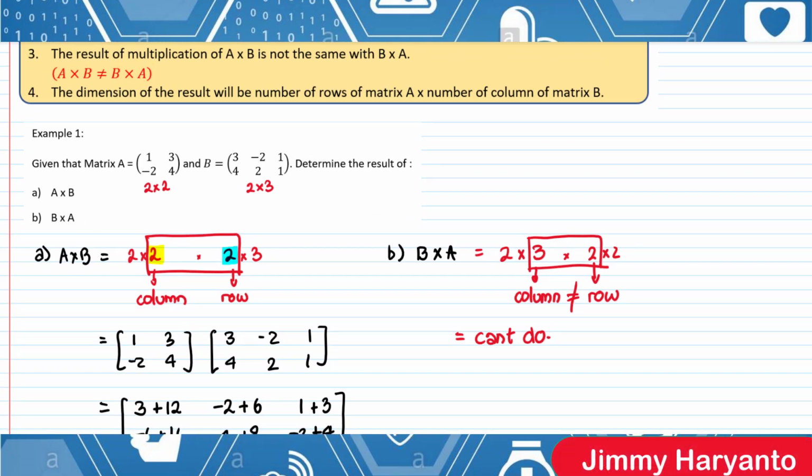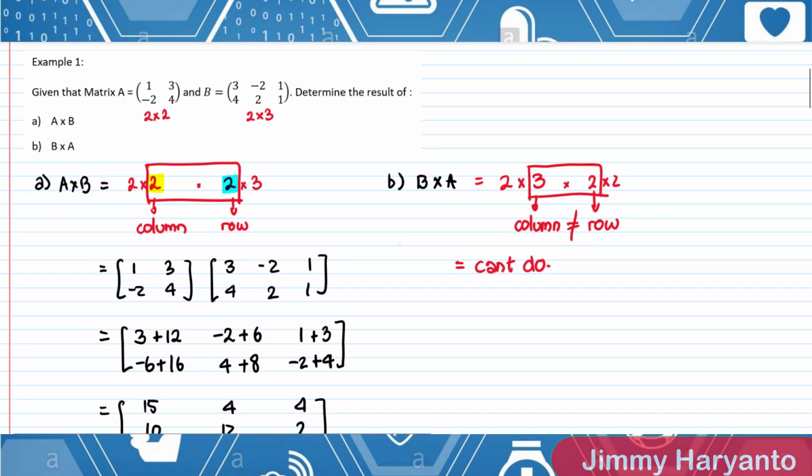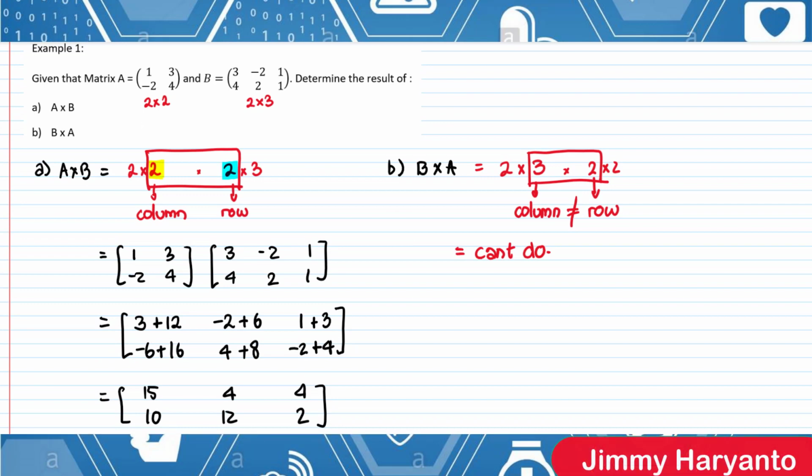And for the result, I will explain what the meaning of number 4 is. The dimension of the result will be the number of rows of matrix A times the number of columns of matrix B. So take a look at the number of rows for matrix A. I will erase this first. The number of rows for matrix A is 2, and the number of columns of matrix B is 3. So the result of the multiplication will be a matrix with 2 times 3 dimension.